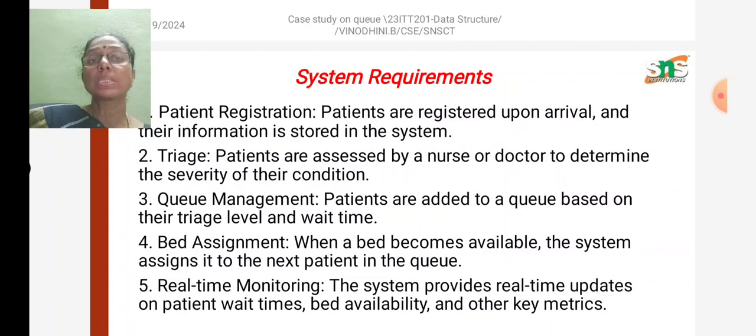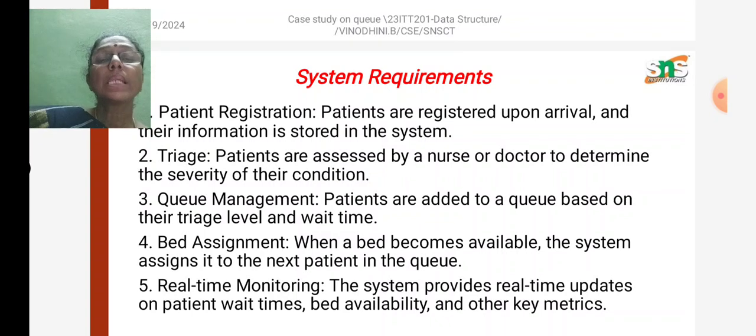The third one is queue management. Patients are added to a queue based on the triage level and wait time. So they are added to the queue based on the emergency level and the wait time. Next is bed assignment. After assessing, we have to allocate the bed. When a bed becomes available, the system assigns it to the next patient in the queue.